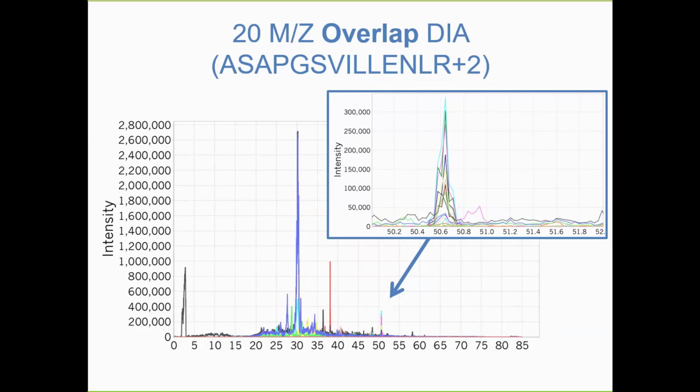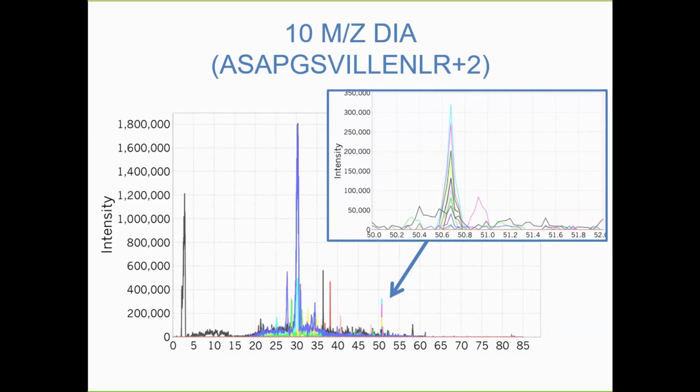If you compare this 20 m/z overlap DIA to 10 m/z DIA, we see that they're quite similar, such that even that pink interference is reproducible. This gives us a lot of hope that this approach really does get us, for free, the ability to effectively measure half of the isolation width that we were doing before. So 10 m/z wide windows instead of 20 m/z wide windows.